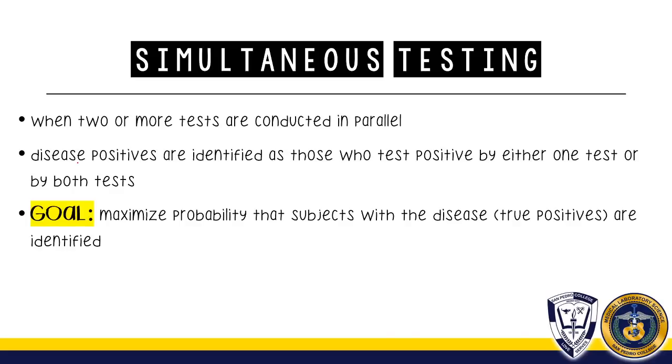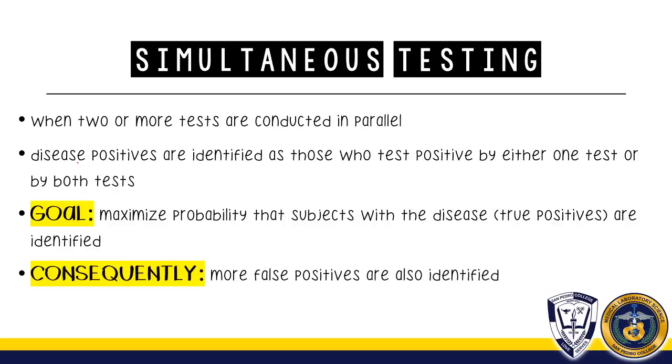Now, the goal in your simultaneous testing is to maximize the probability that subjects with the disease, or true positives, are identified. But the consequence for simultaneously giving the test in the same individual is that more false positives are also identified. So actually makita ninyo later sa among example as to how to compute for the net sensitivity of your simultaneous testing, both net sensitivity and net specificity. So actually, mao na siya ang next.